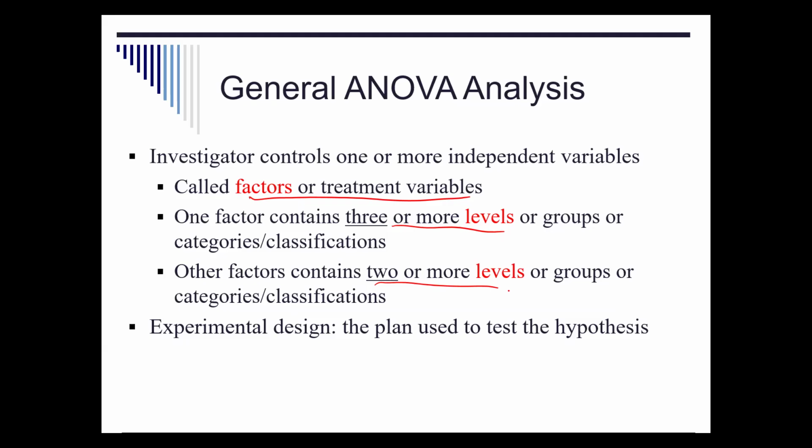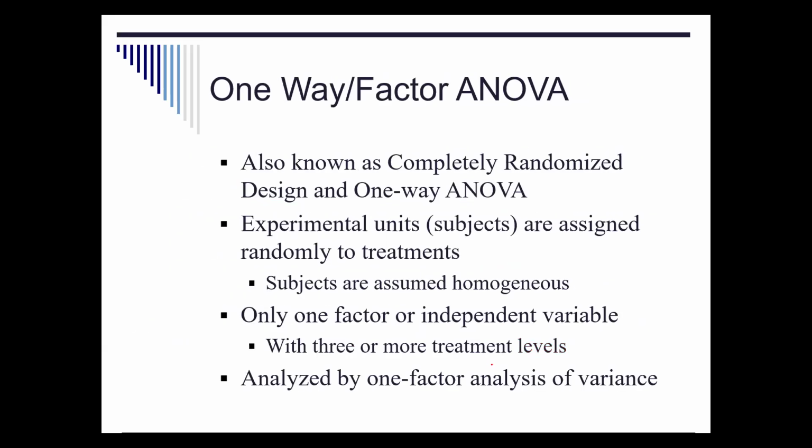So it's a hypothesis test. Again, it's a hypothesis test, like chapter 8, just another type of hypothesis test. It's also known as one-way ANOVA. In experimental units, subjects are assigned randomly to treatments. Subjects are not assumed homogeneous, meaning they are unique. Subjects are unique. Homogeneous means unique.